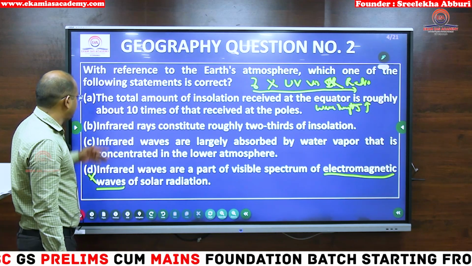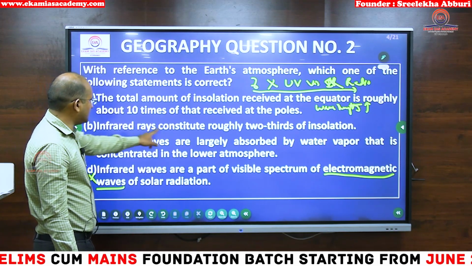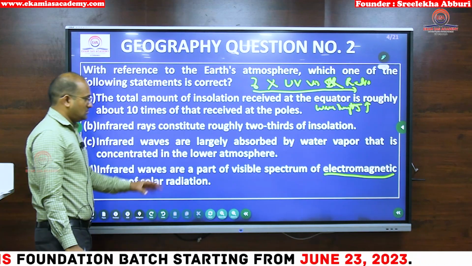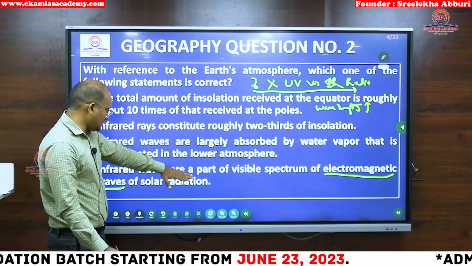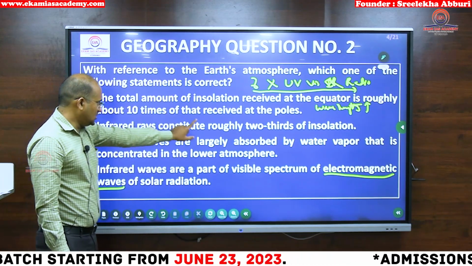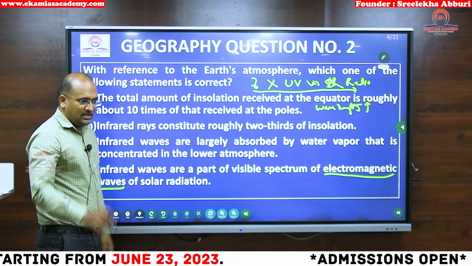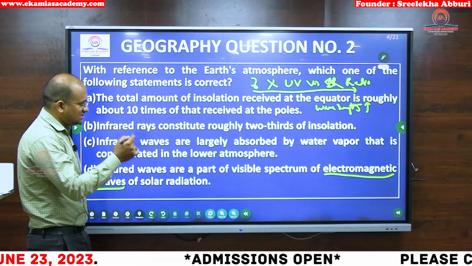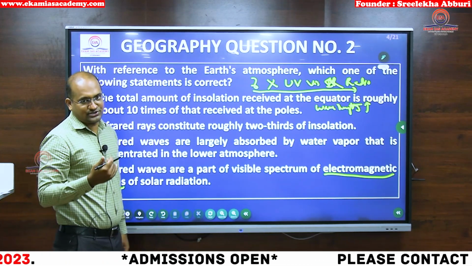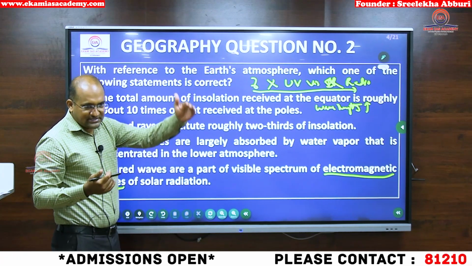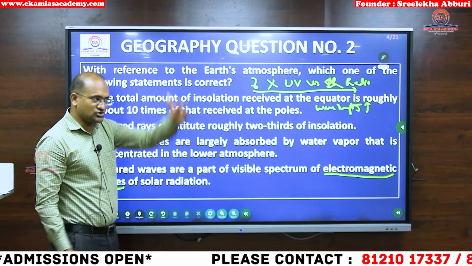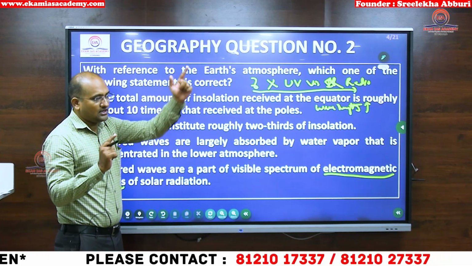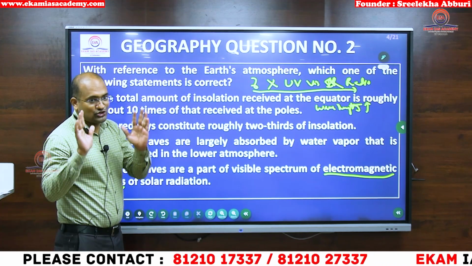Next, these 3. Infrared rays constitute roughly 2/3 of the insolation. By basic knowledge you can remove this. Now, you have 3 options. So, how to eliminate them? Anyone who has gone through the chapter on insolation can say that insolation is nothing but incoming solar radiation. Incoming solar radiation generally happens in short wavelengths; mostly it consists of short wavelengths. You should know this point. Incoming solar radiation is mostly short wavelength.